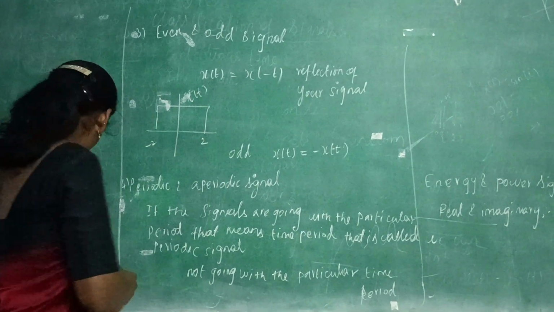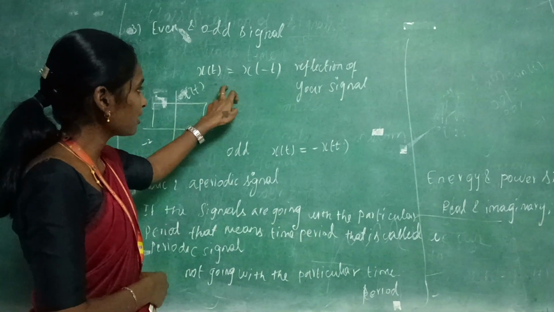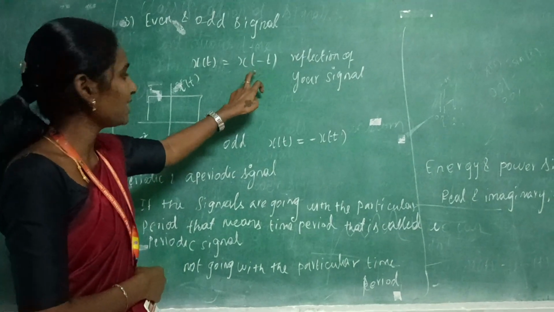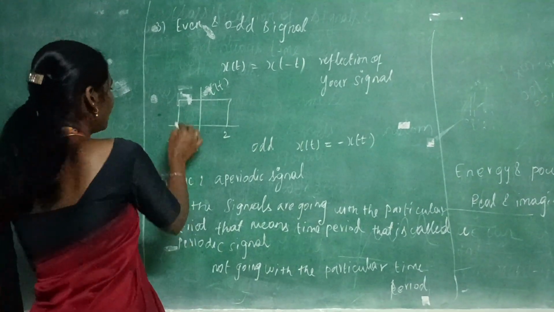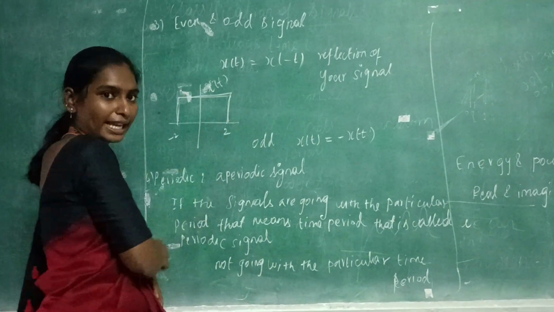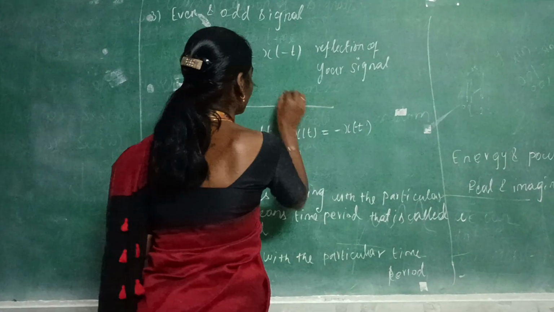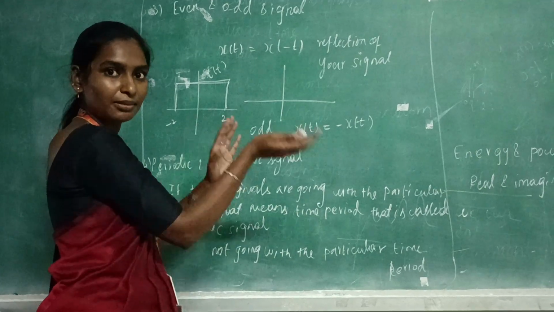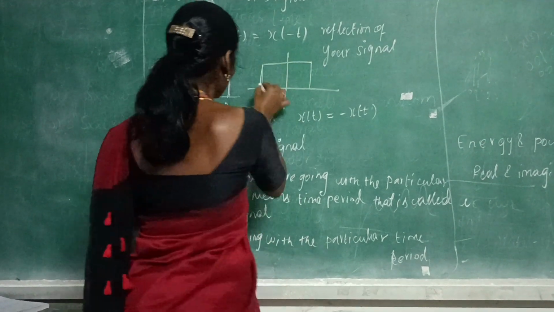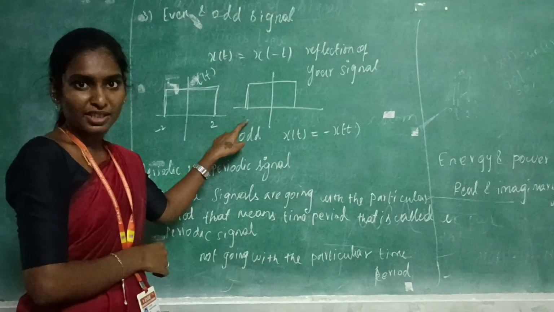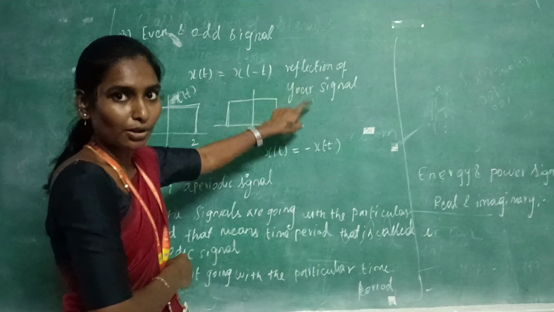Understand? So what does the even signal mean? In here it is having one condition, x of t equal to x of minus t. So it is the condition of an even signal. So you can draw one signal here. So this is your signal x of t. So for the even signal we are using the time reversal. Time reversal means we can draw the same signal in reverse. Okay. So when we draw the reverse, again you can get the same signal. The signal will be the same, but it is the reflection of your signal.